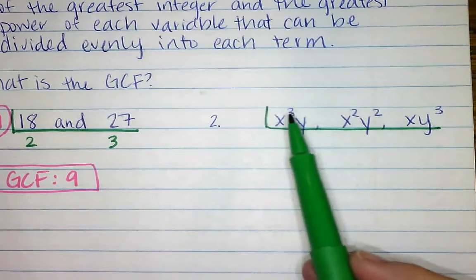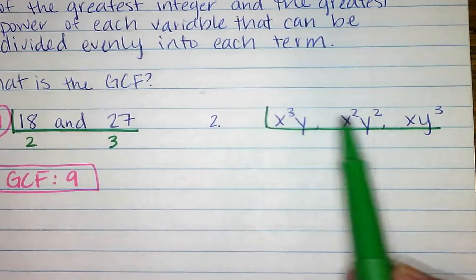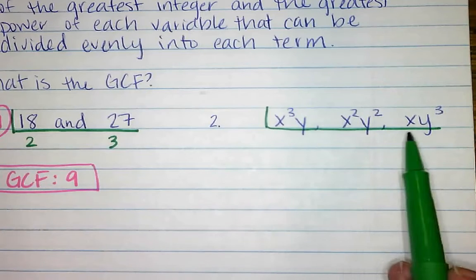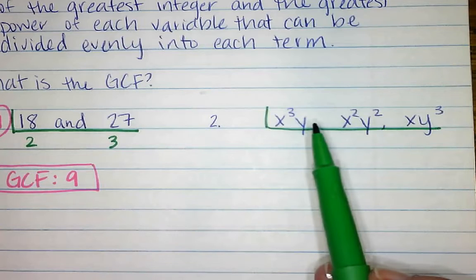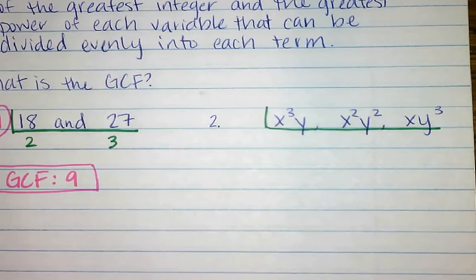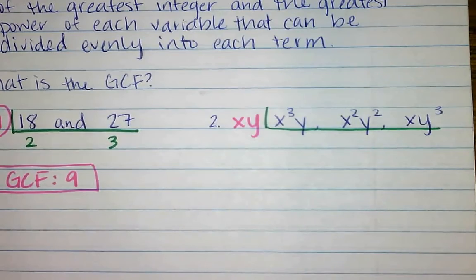Can I take out an x? Does each one have an x? Yep, we can take out an x. Ooh, I can also take out a y. Can I take out a y squared? Ooh, because that only has a y. So we can take out an x, and we can take out a y. Can we take out anything else?